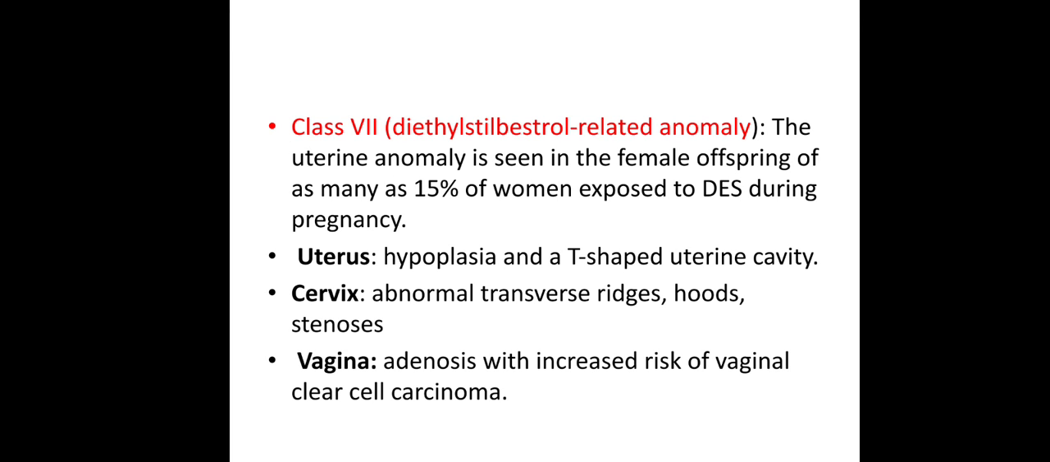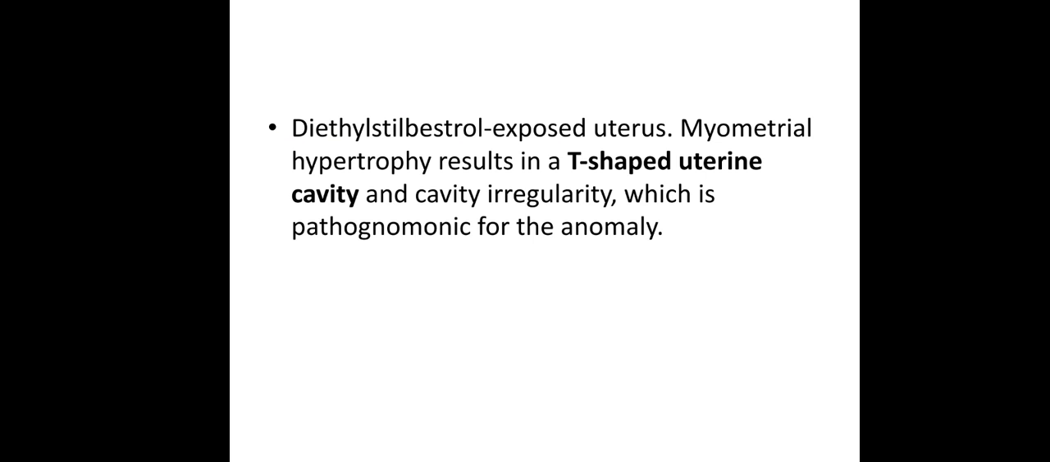Okay. Now, class 7 is DES related abnormalities. They can occur in the female offspring of as many as 15% of women exposed to DES during their pregnancy. In the uterus there can be hyperplasia or a T-shaped abnormality of the uterine cavity. The cervix can have abnormal transverse ridges, hoods, stenosis, and the vagina can have adenosis with increased risk of vaginal clear cell carcinoma. So, these are the problems of a DES related female fetus which has been exposed to DES.